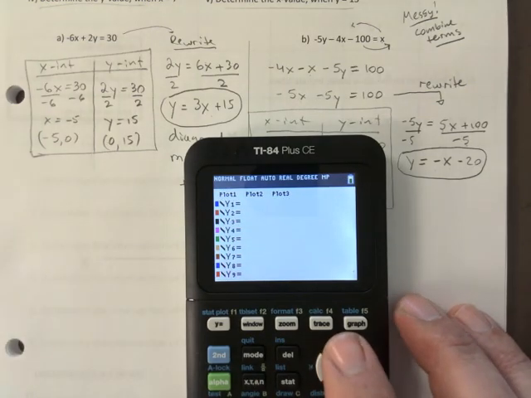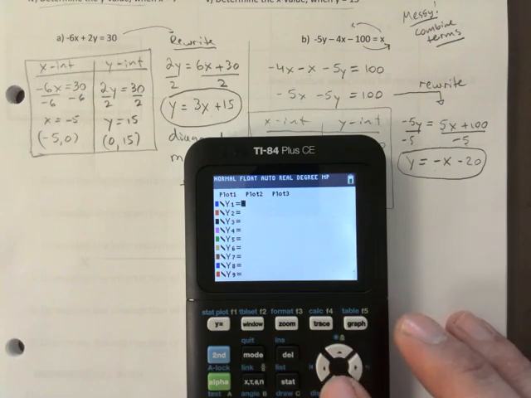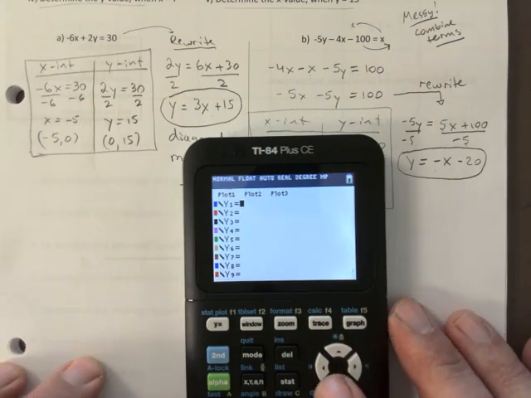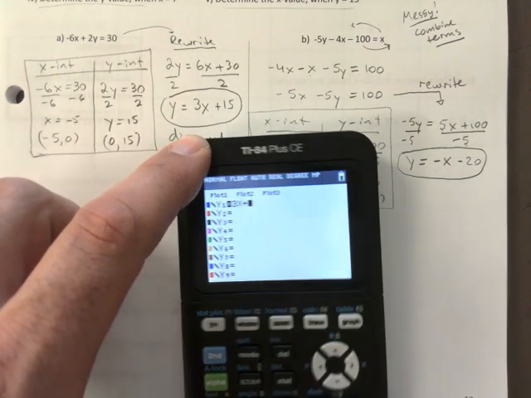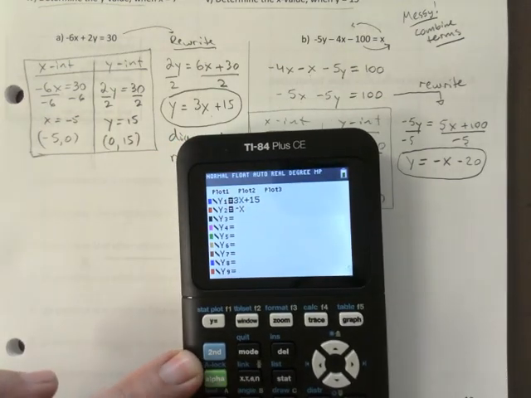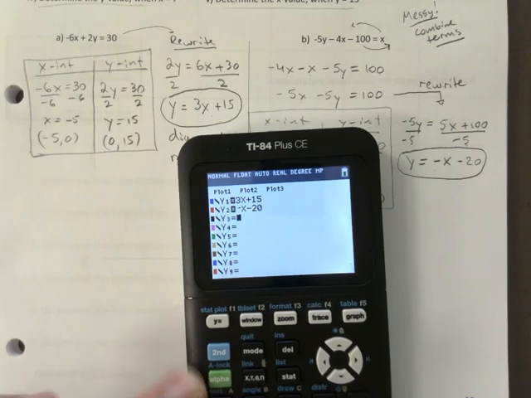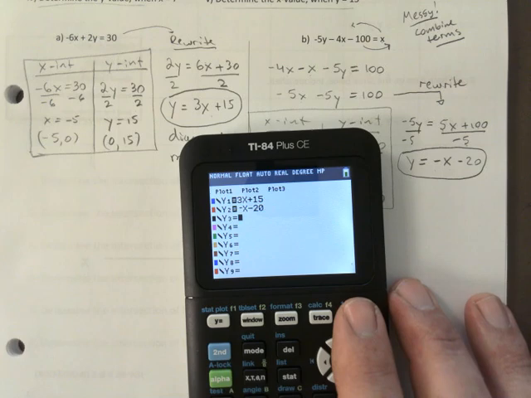Question, is plot 1 on in this case? No, because you're not doing a regression. In fact, with linear inequalities, we're not going to do regression. So just type this in. 3x plus 15, and then y2, we're going to go negative x minus 20. Let's see if we can graph them both at the same time.